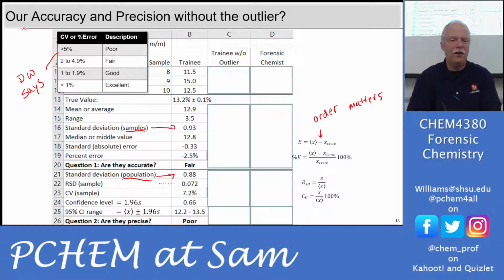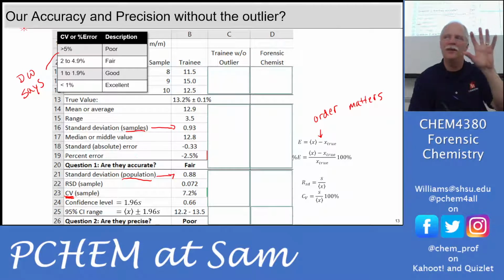And then here, our relative standard deviation, we take the standard deviation and divide it by our mean value, 0.07. And then we take that times 100%, so it becomes 7.2. So that's our coefficient of variation, the CV value. And it's also sort of a percent that we can use this table for. And so our CV is 7.2, so that's poor precision.